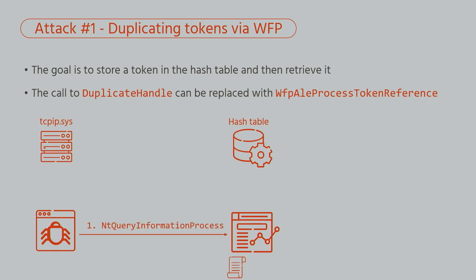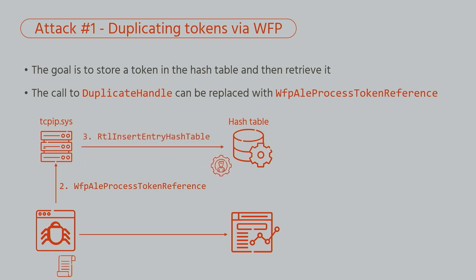We'll start by calling NtQueryInformationProcess to gain the handle table, but instead of calling duplicate handle, we'll call ALE process token reference. This will cause the driver to store a token in the hash table and send us the LUID. Then we use this value with the call ALE query token by ID to get back this token.